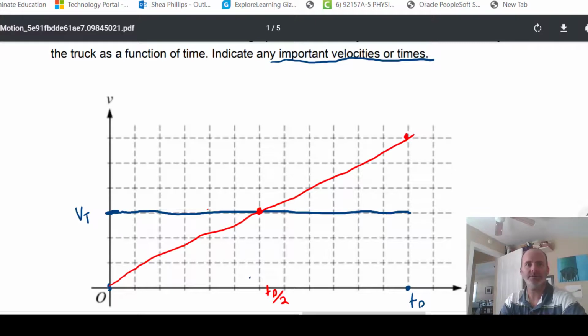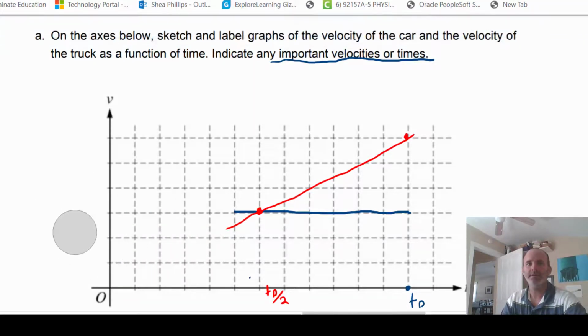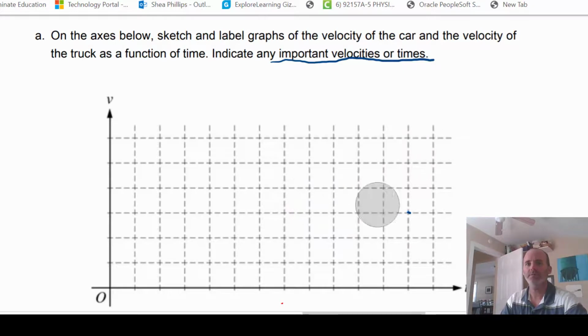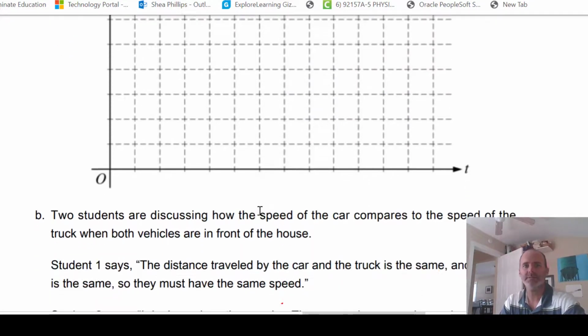Okay, so let's read on. So there's that. Hopefully we scored some points there. Now let's go to the next part of this.